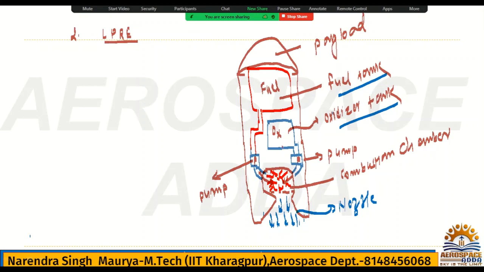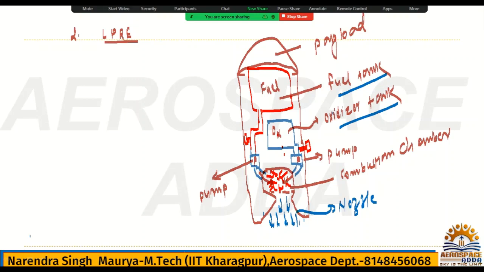Here you can use a knob also, so you can switch on and off. See, this is the knob. You rotate it, so an on-off system will be there. So this is one very important advantage. LPRE can be reused. Okay.